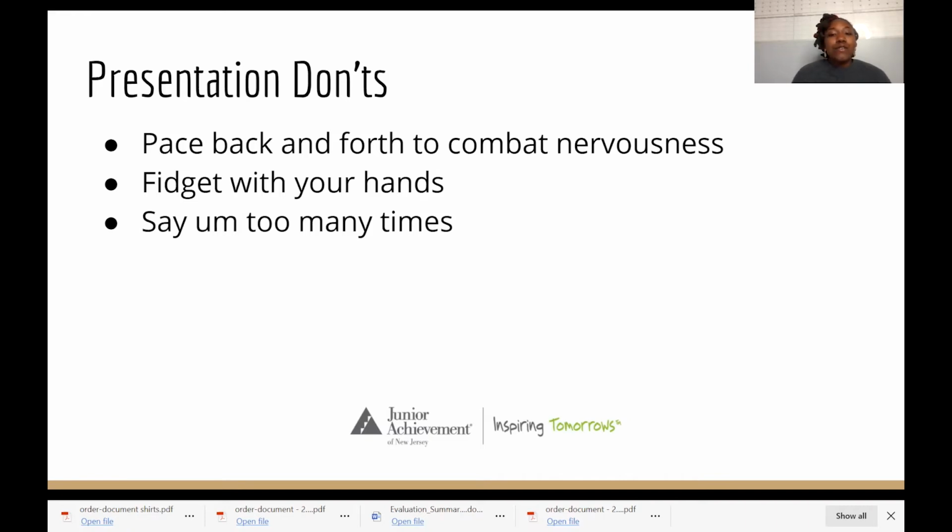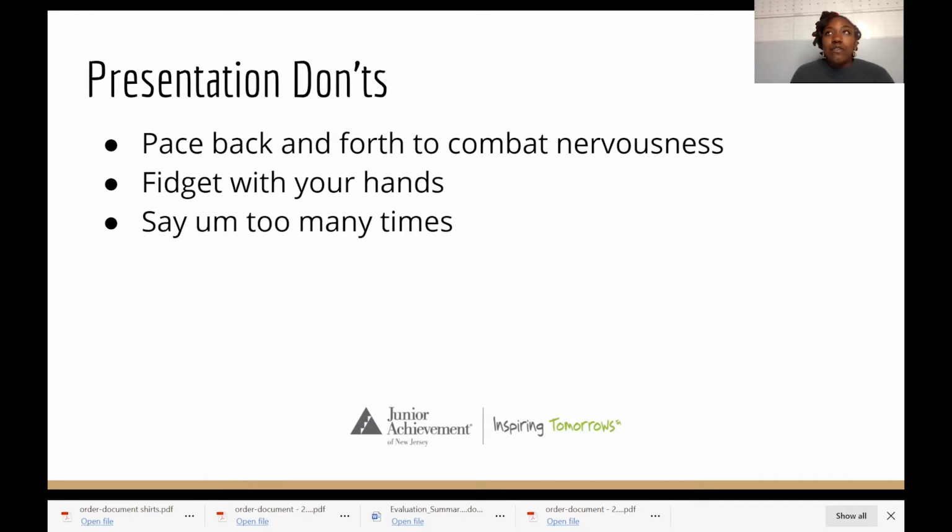You don't want to fidget with your hands. You don't want to do this the whole time. You don't want to do this because I know that my attention span is pretty short. And so if someone's moving in front of the presentation, I forget that they're presenting something important to me and I pay attention to how much they're moving.